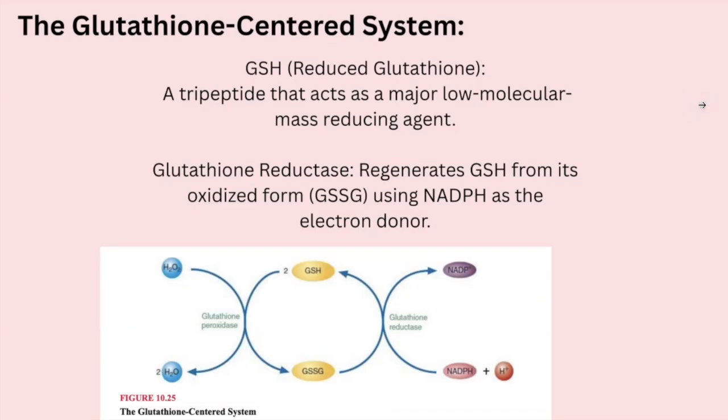Okay, now we also have two systems. We said we have enzymes, and we have two systems that are continuously making these enzymes able to work. Okay, we have GSH, or reduced glutathione, and it's basically a tripeptide. So we have two enzymes that are working in this system.